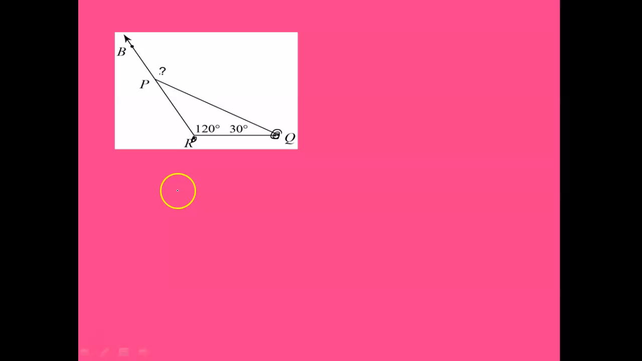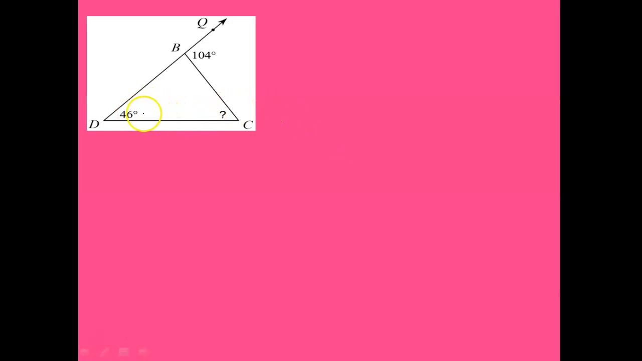So that means that 120 plus 30 is equal to that remote interior angle. So what's 120 plus 30? 150 degrees. Very simple. R plus Q equals the outside angle. All right, look at the next one. They want you to find angle C. If you look, angle D and angle C are the remote interior angles. So I know that angle D plus angle C is equal to angle QBC.